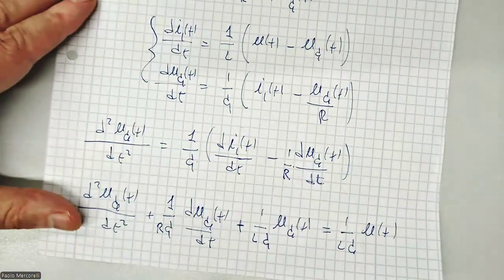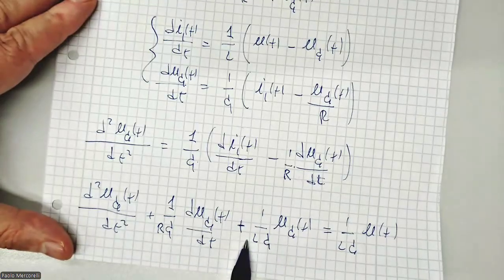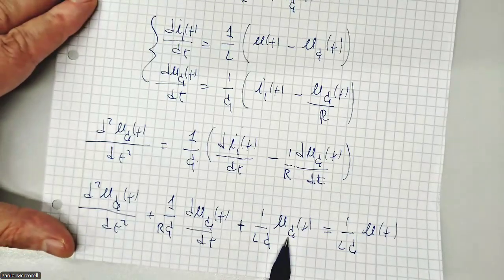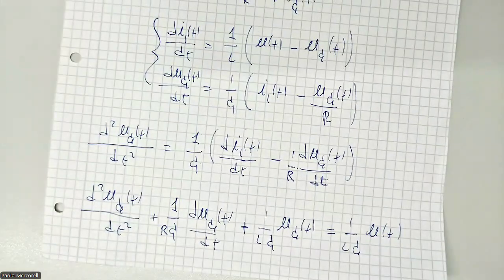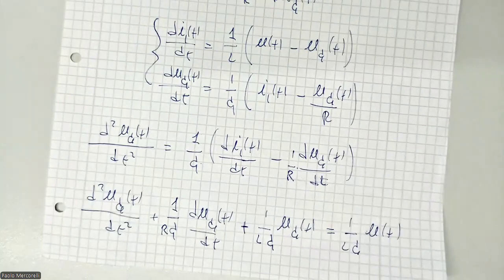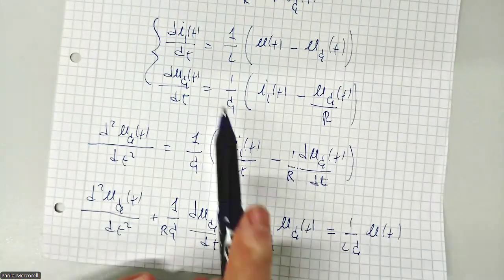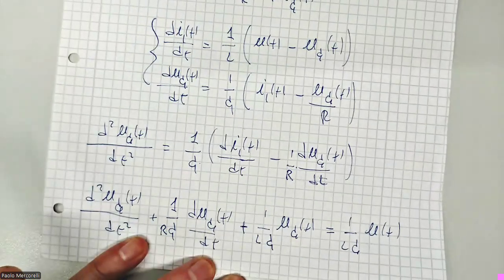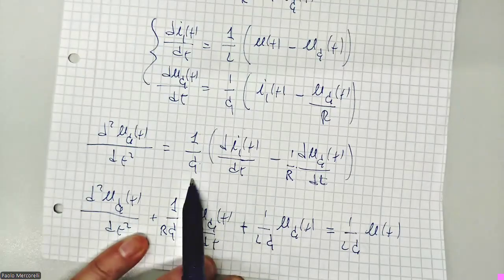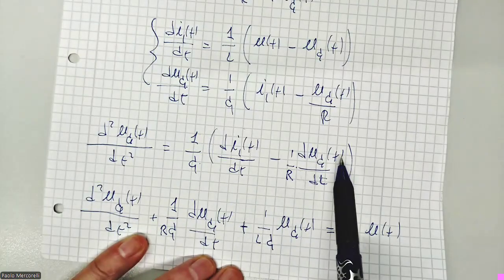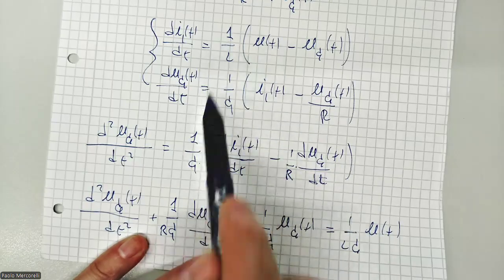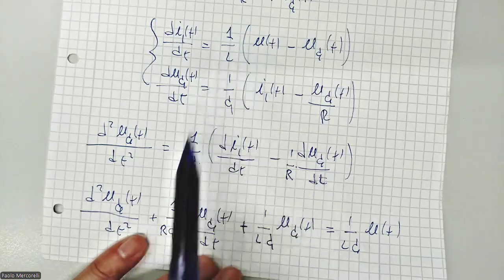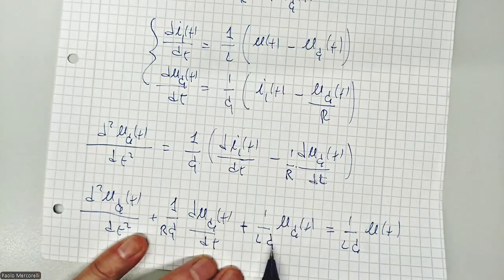Here, no? 1 divided LC, you see where this comes from. 1 divided L multiplied by 1 divided C is 1 divided LC. We have 1 divided C, which multiplies 1 divided L, giving 1 divided LC or CL.